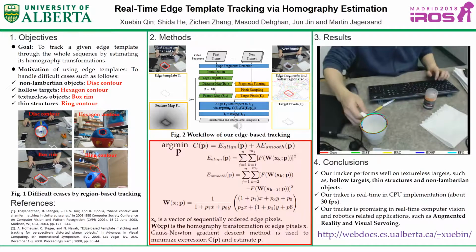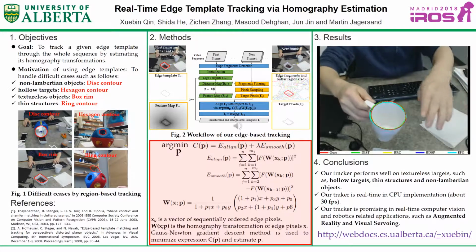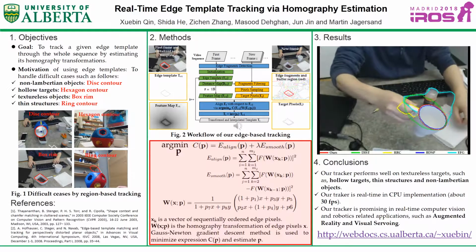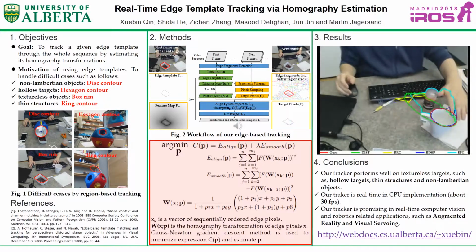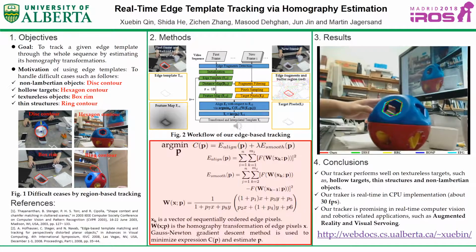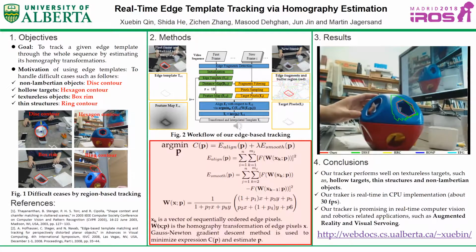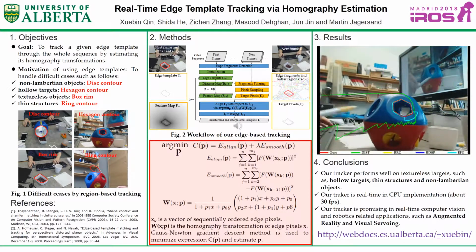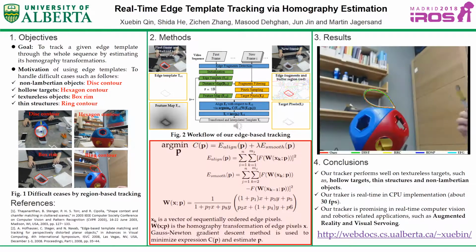The alignment term is the sum of the element-wise multiplication of the feature map F_{I-1} and the binary target edge pixels. The smoothness term is the sum of the differences between the corresponding values of two adjacent target edge pixels in the feature map. W(x;p) is the homography transformation of edge pixels x, and p is a vector which represents the homography parameters. The Gauss-Newton gradient descent method is used to minimize the formulated cost function.